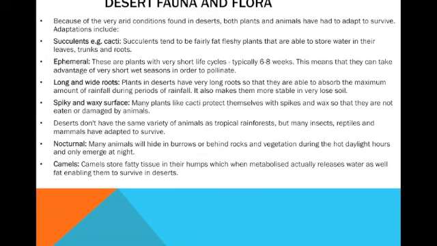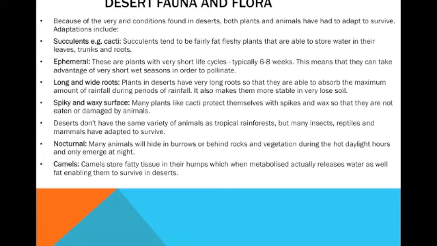Ephemeral. These are plants with very short life cycles, typically 6 to 8 weeks. This means that they can take advantage of very short wet seasons in order to pollinate. Long and wide roots. Plants in deserts have very, very long roots so that they are able to absorb the maximum amount of rainfall during periods of rainfall. It also makes them more stable in very loose soil.